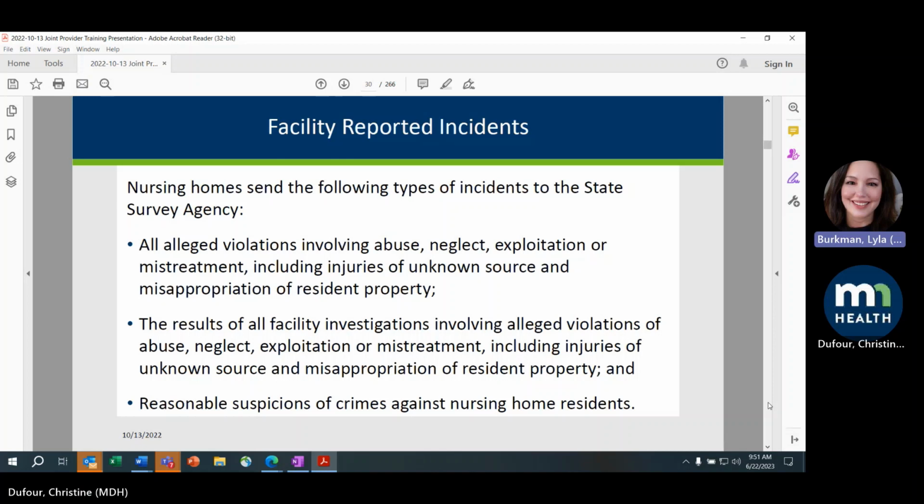Homes are required to send the following types of incidents to the state survey agency. All alleged violations involving abuse, neglect, exploitation, or mistreatment, including injuries of unknown source and misappropriation of resident property. The results of all facility investigations involving alleged violations of abuse, neglect, exploitation, or mistreatment, including injuries of unknown source and misappropriation of resident property, and any reasonable suspicions of crimes against nursing home residents.